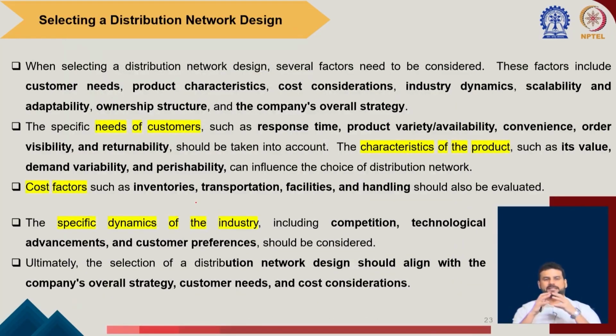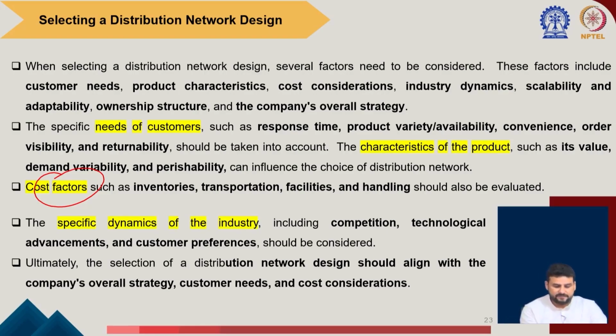So when selecting a particular distribution network, obviously first we need to figure out what the demand from the customer is. Demand in terms of service level, response time, variety, quality, and then the cost, time to market, order visibility, returnability. All these parameters we keep in mind. Then we need to keep in mind the other factor, which is cost, where we talked about logistics cost, inventory cost, warehousing cost, transportation cost, storage cost, facility cost, handling cost. So you need to balance between these two parameters.